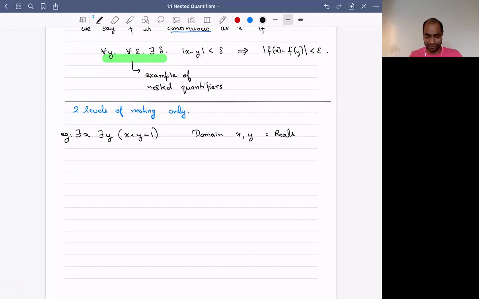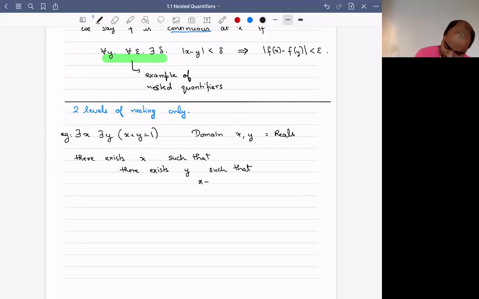Okay, so now back to the quantifier expression. We'll read it from left to right. So this will read as: there exists x such that there exists a y such that y is equal to 1. There exists x and y such that x plus y is equal to 1.